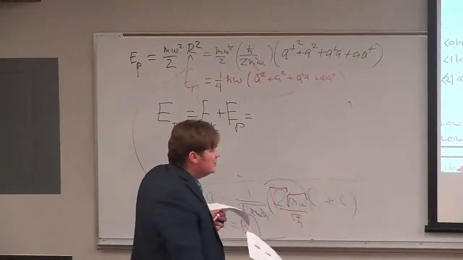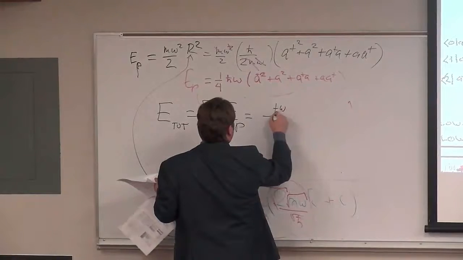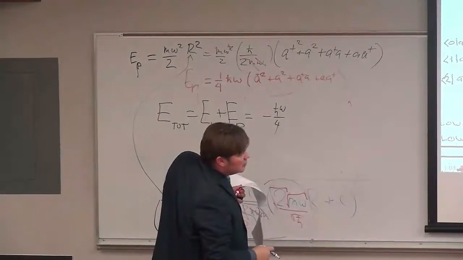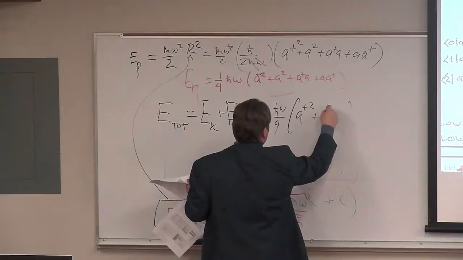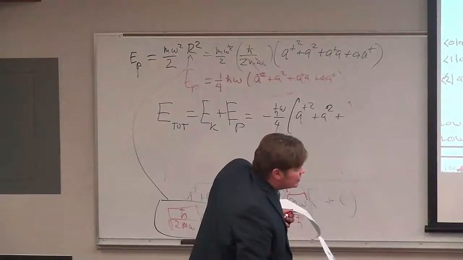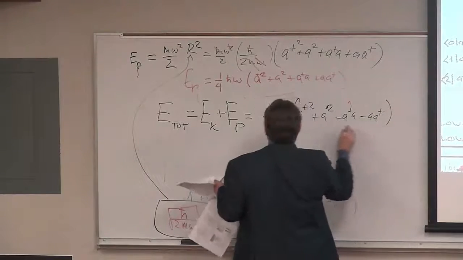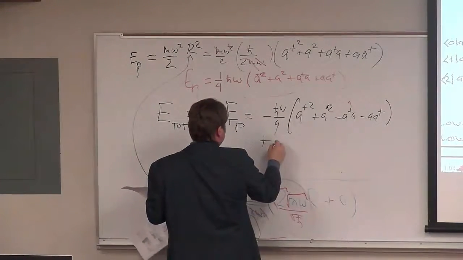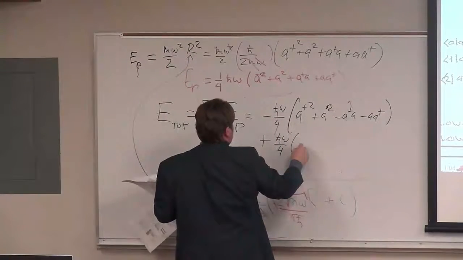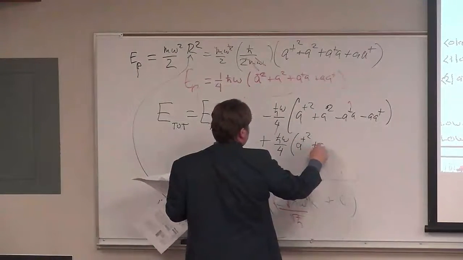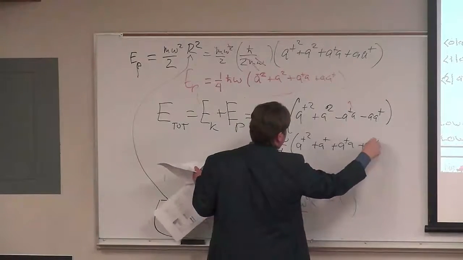So for kinetic energy, we've got negative h bar omega by 4. Then we've got a dagger square, a square, and then there were minuses, right? Minus a dagger a minus a dagger. So this was term for kinetic. For potential, we have plus h bar omega over 4, a dagger square plus a dagger plus a dagger a plus a dagger.